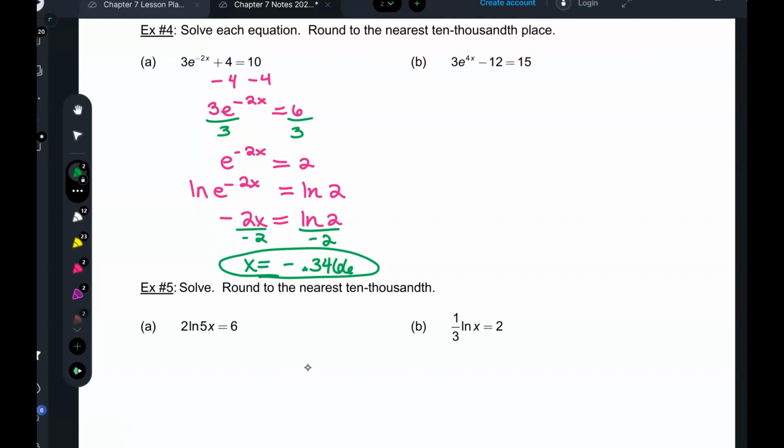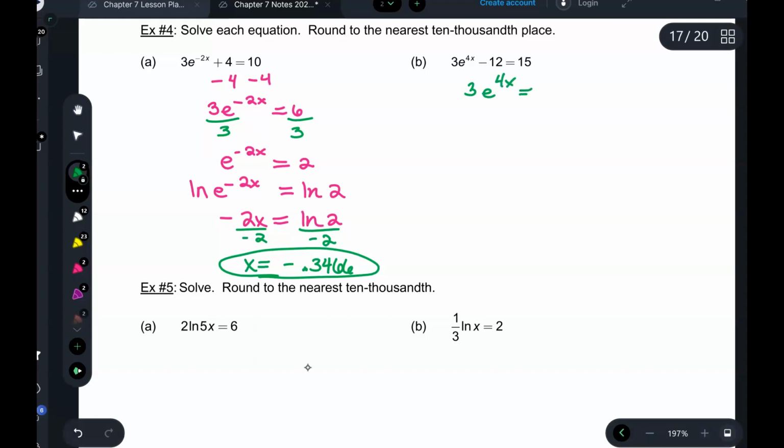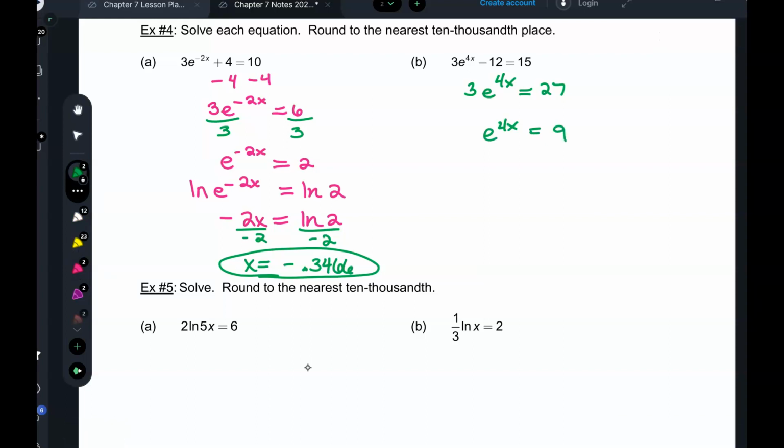How about the next one? What do we have to do first? Add 12 to both sides. So I'll have 3e to the 4x equals 27, and then e to the 4x equals 9. Now what? We've got to get that 4x, so we're going to take the natural log of both sides.